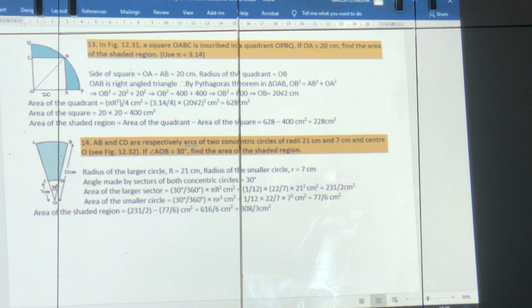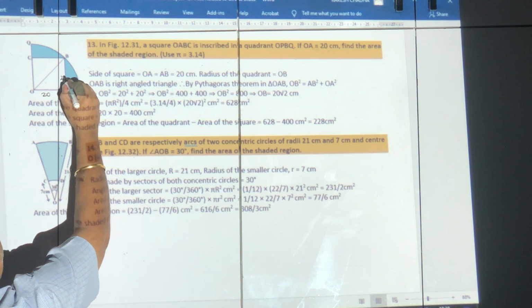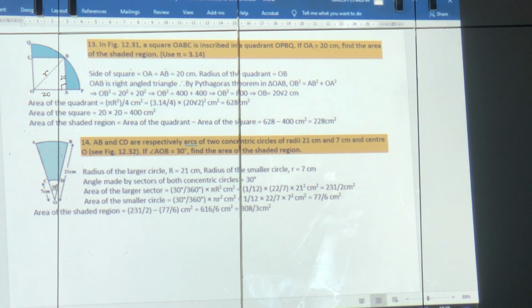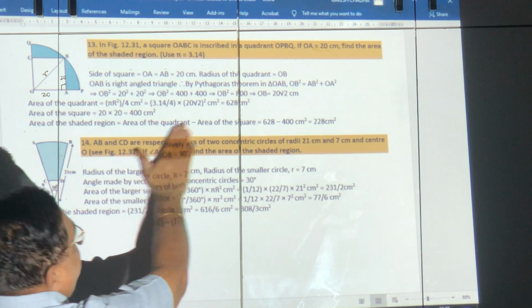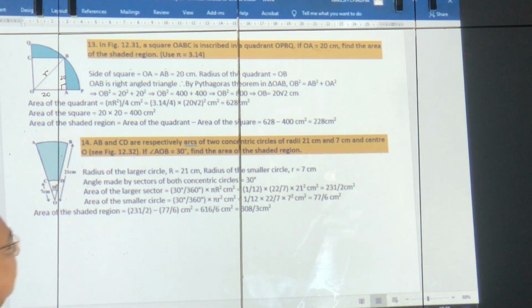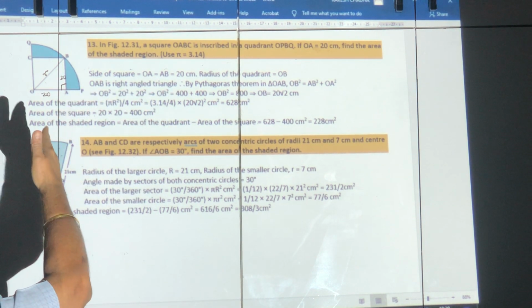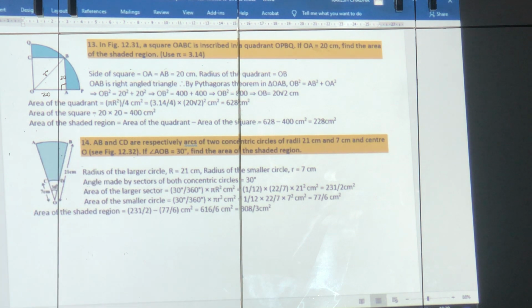Okay, so life becomes very easy. How to find the radius? 20, use Pythagoras. Find this radius. Nothing difficult. That is the only trick. And area of the quadrant minus area of the square will give you the direct answer. Remember, radius is not given. Where is the radius? Use Pythagoras. You have been taught Pythagoras. Or there is a direct formula for the diagonal of a square. If you are not good in math, don't worry, use Pythagoras.